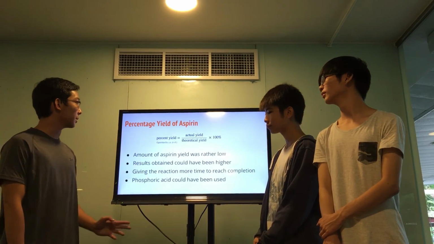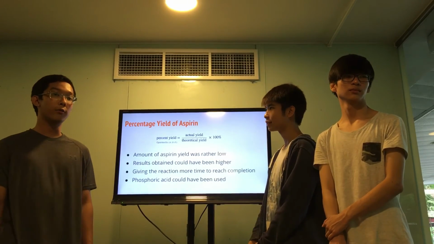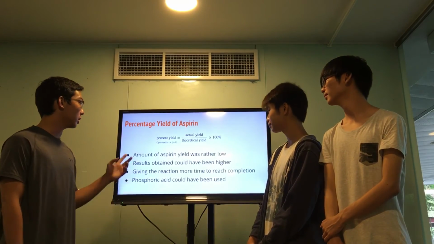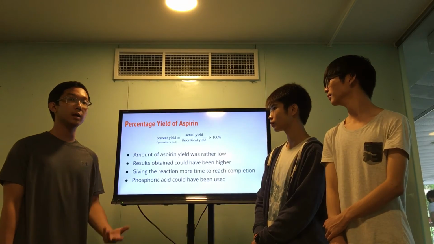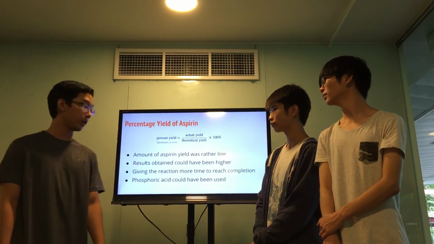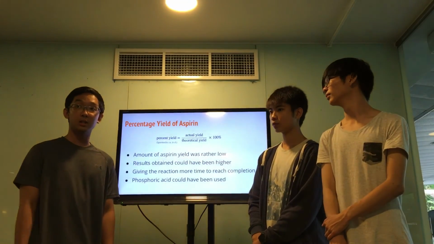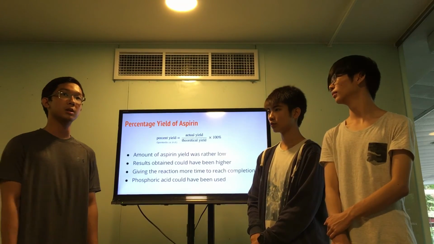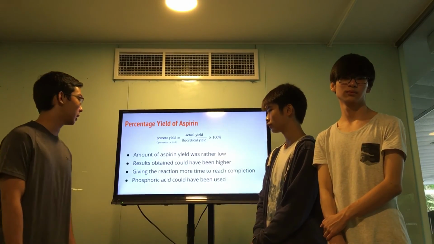Okay, so this is the percentage yield formula, and because the percentage yield obtained by us is 44.8, the percentage yield was rather low, and the result could have been higher if more time was given, or if phosphoric acid could have been used, as phosphoric acid is a better substitute, but it is a very dangerous chemical, so maybe that's the reason we did not use it.